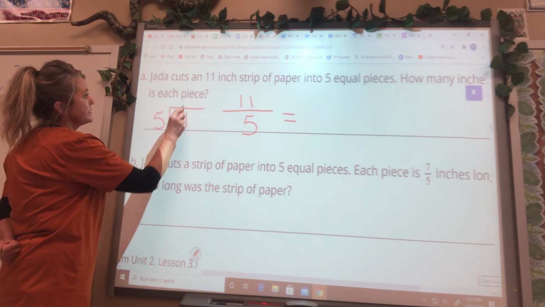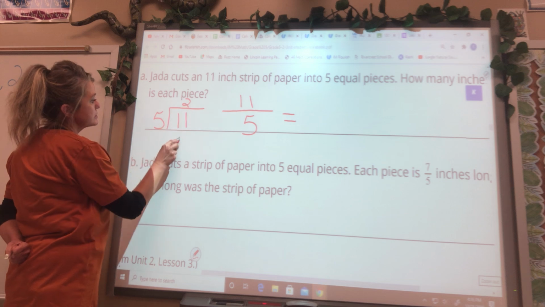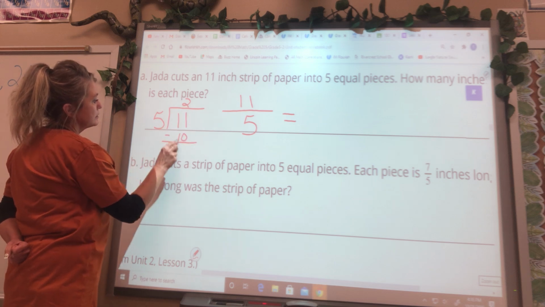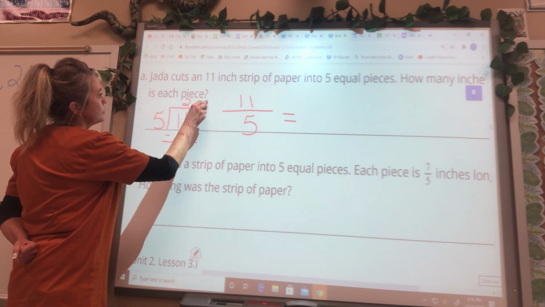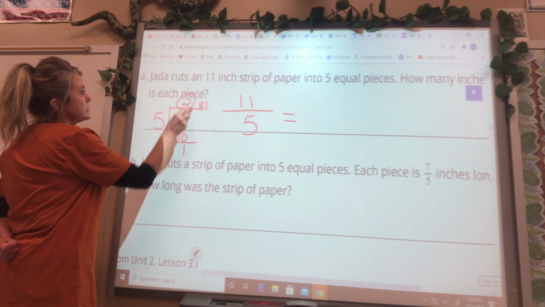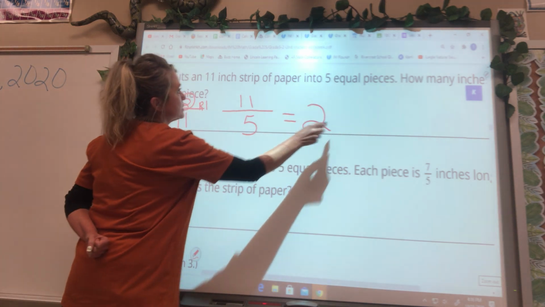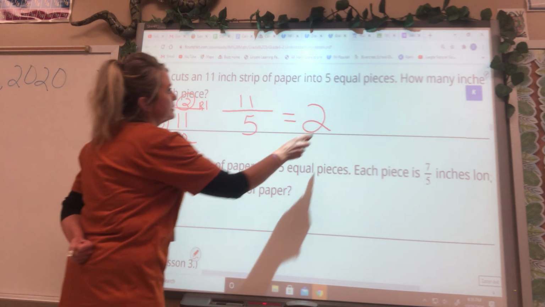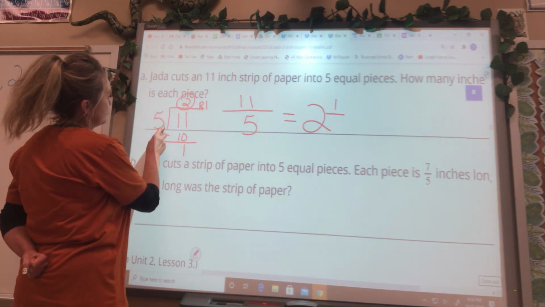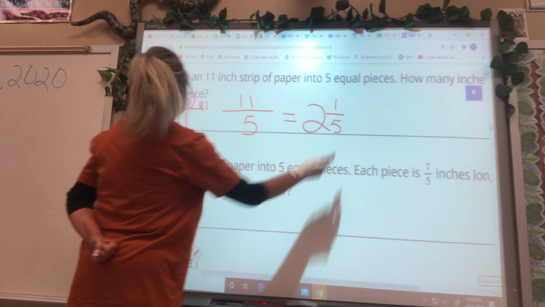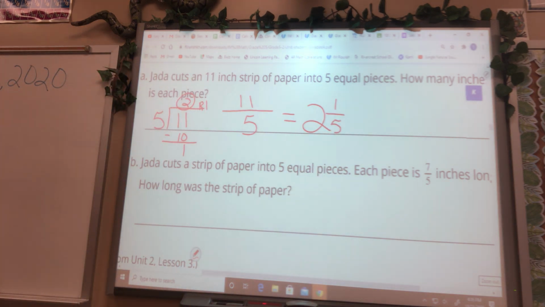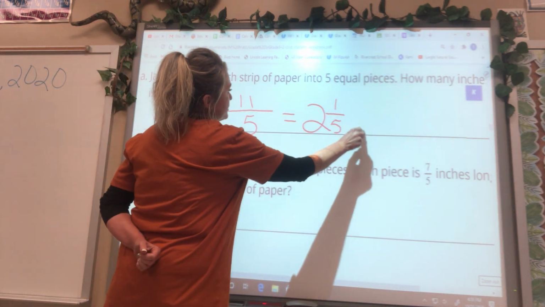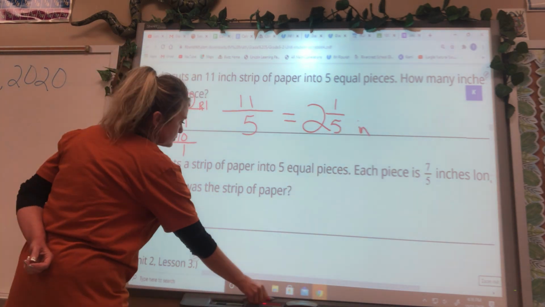5 goes into 11 2 times, with 1 remaining. So we would have 2 wholes with 1/5 remaining. So each piece would be 2 1/5 inches.